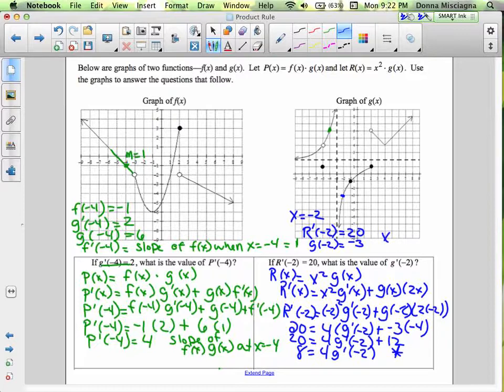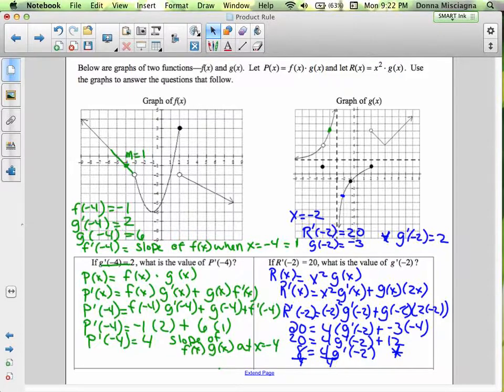What's my answer up here? g prime of -2 is 2. All we had to do was divide both sides by 4. Here, I'll do that. And there we go. All right, so not difficult problems. You just have to know how to set them up. And these are common problems for an AP test.